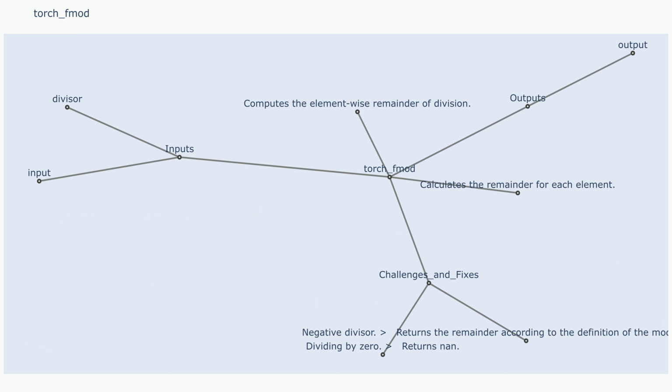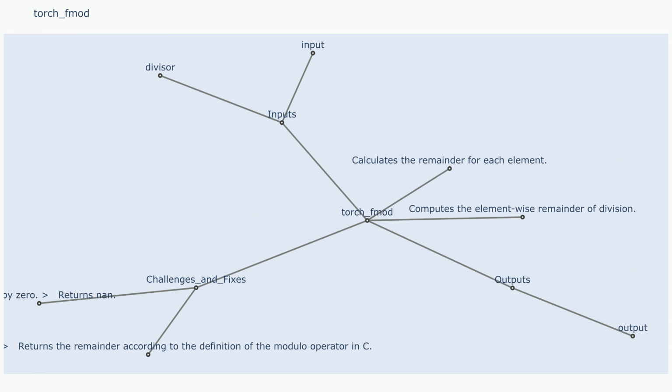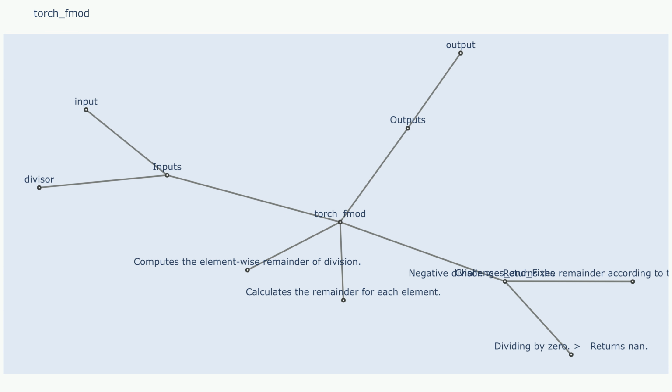Fixes to challenge 1 to handle division by 0. You can use a conditional statement to check for 0 values in other and assign a default value to the corresponding elements in result. For example, Python: result = torch.where(other == 0, torch.fmod(input, other), torch.tensor(0)).